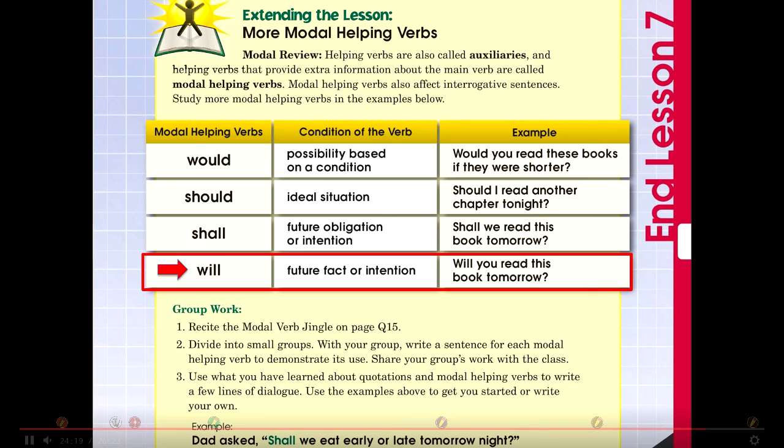The last modal helping verb that we will look at today is will. The condition of the verb is future fact or intention. Please read the example with me. Will you read this book tomorrow? Can you tell that the question is, are you intending to read this book tomorrow at a future date?